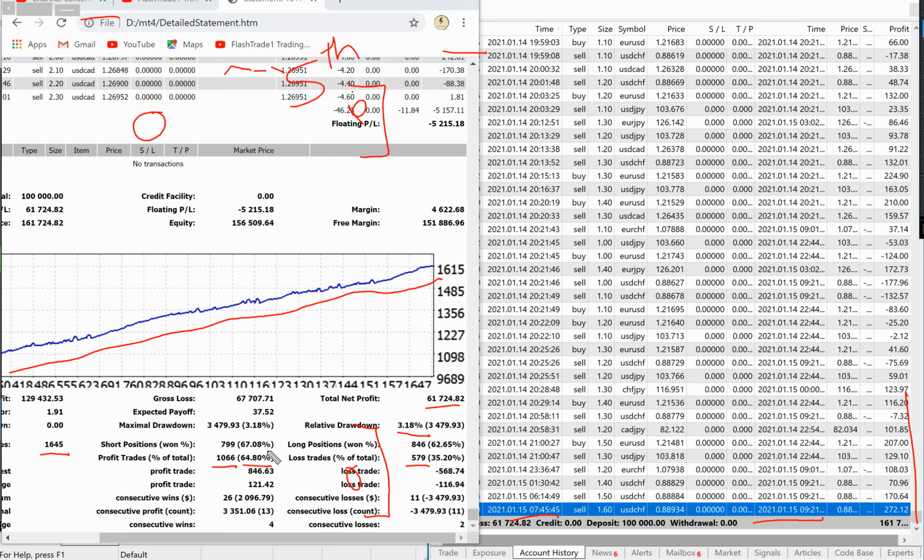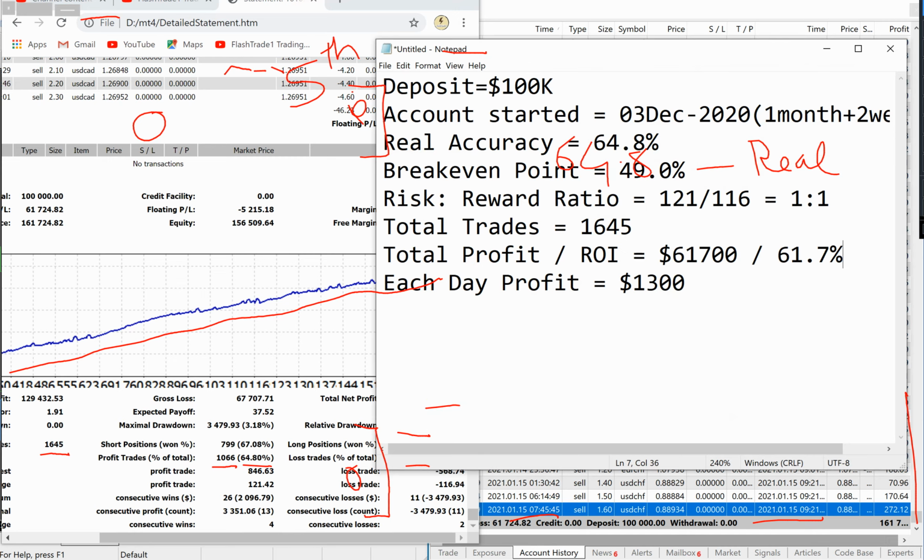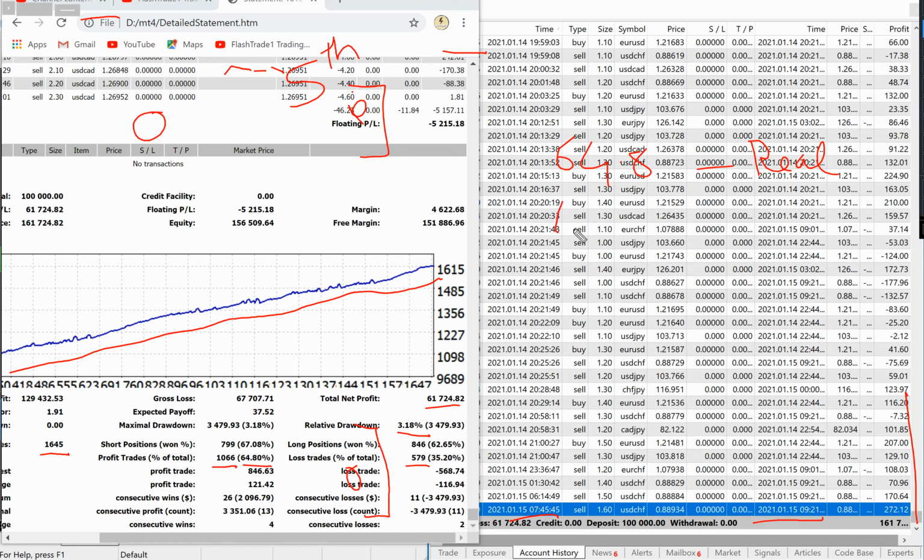579, creating the real accuracy of the account 64.8. This is the real accuracy of the account, while the break-even accuracy of this account is 49.0. This is the break-even point of the account. So here we are doing almost 15% better than our break-even accuracy. Using this average profit and average trades, one can find the break-even accuracy.